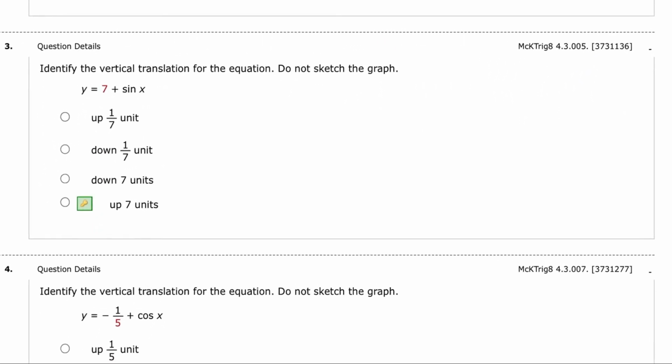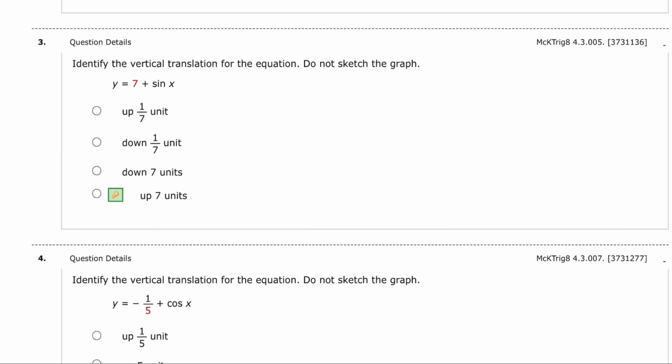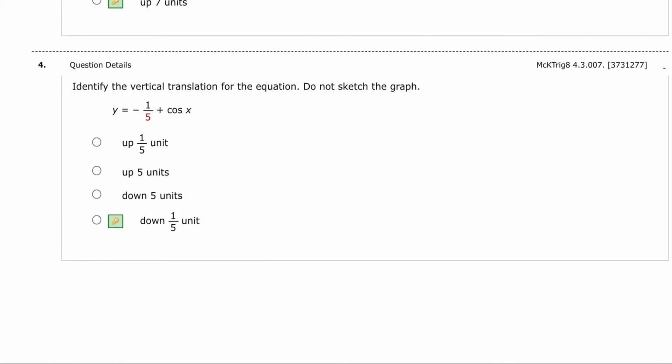Okay, let's start with this one. Identify the vertical translation of the equation. Well, the vertical translation is this number here. So that would be 7 units up. This one is a vertical translation going down 1/5 unit.